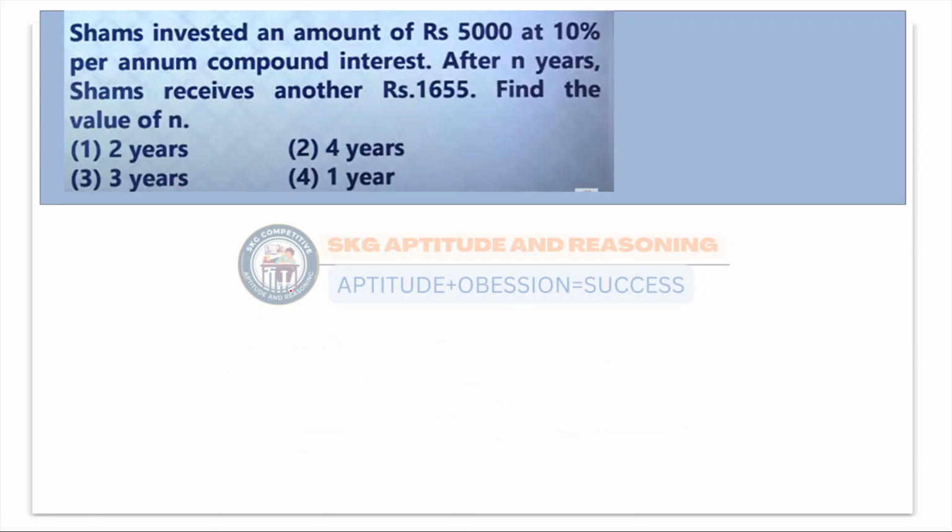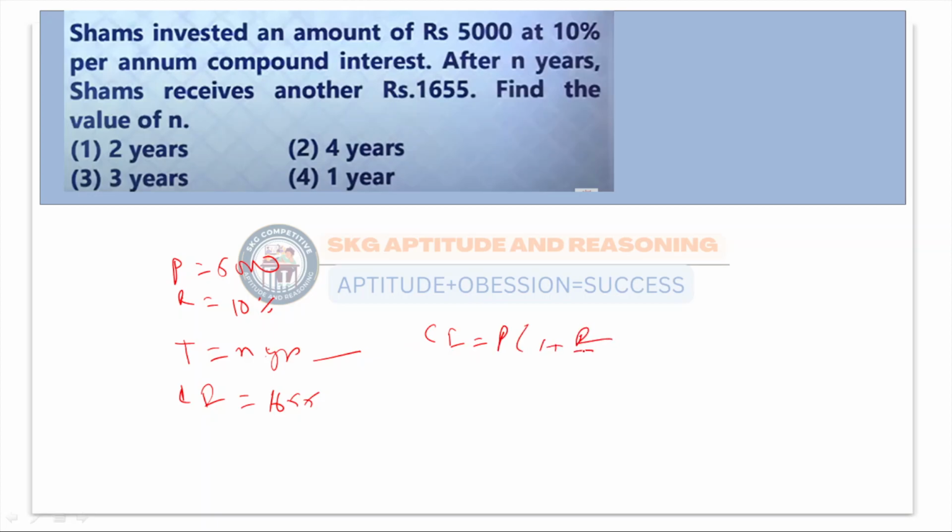Okay, Sham invests an amount, the principal he gave as 5,000, and the rate of interest he gave as 10 percent. After n years of time period, he will get an interest of how much? Double, 5 years. For this you can easily use the formula CI is equal to P times (1 plus R by 100) to the power n minus P. So if we do calculations here, we get the answer values here.